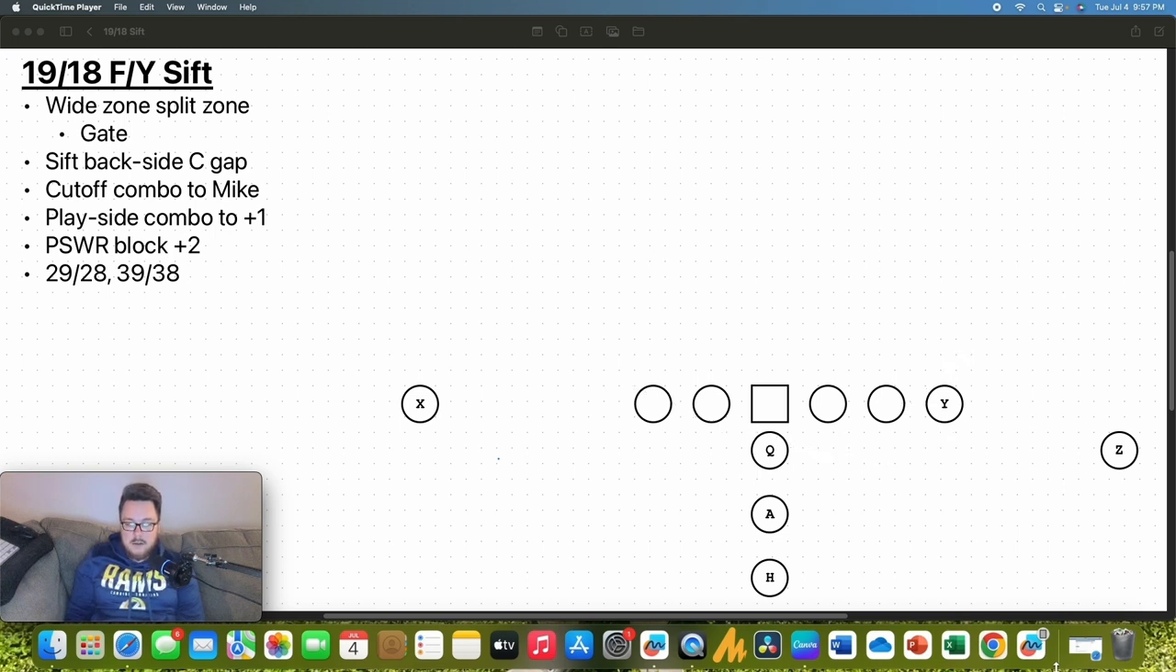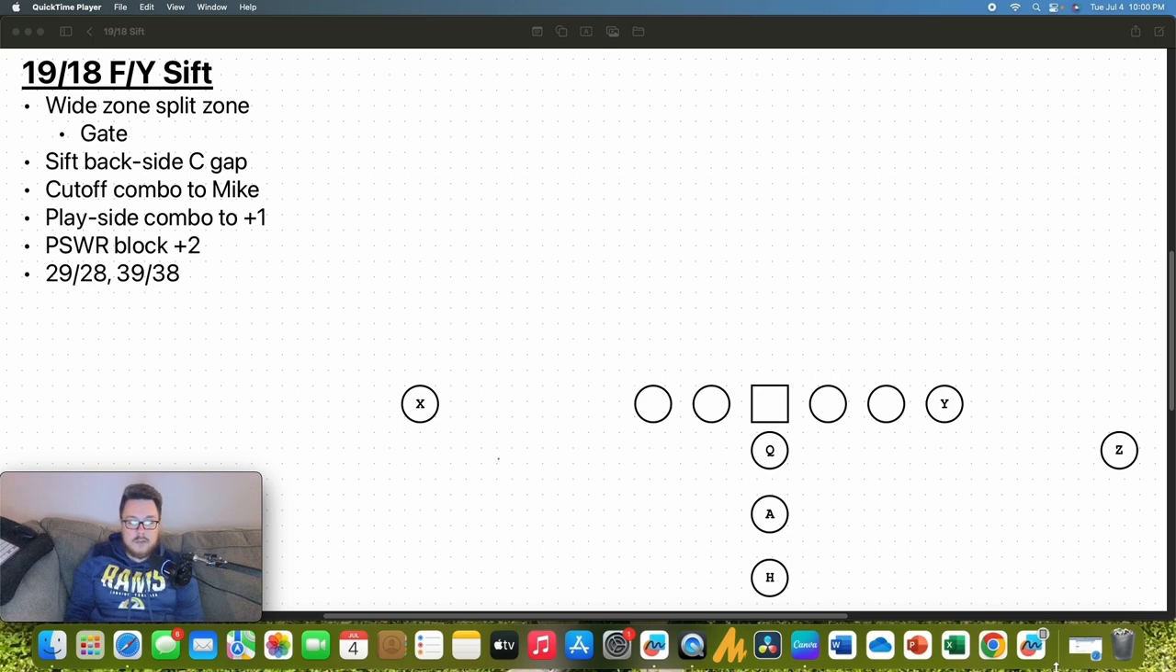Now you'll see gate on the left side as well, and gate is our WHAM tag. So sifting puts the sifter responsible for the backside C gap, and everybody else is running wide zone. What gate would do is gate says that we are going to sift the first down lineman backside of the center. So let's just say we've got a 3 here, and we ran 18 F gate. Then the left guard here would have his wide zone rules. The left tackle here would be blocking back, and then the fullback would be responsible for sifting the 3.